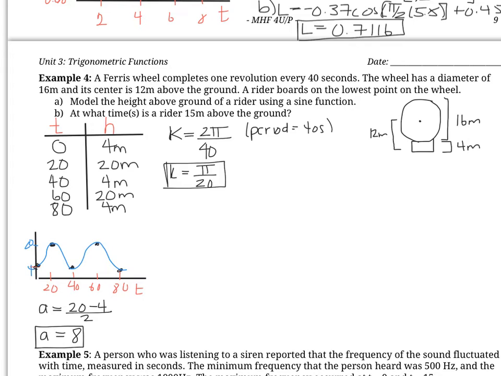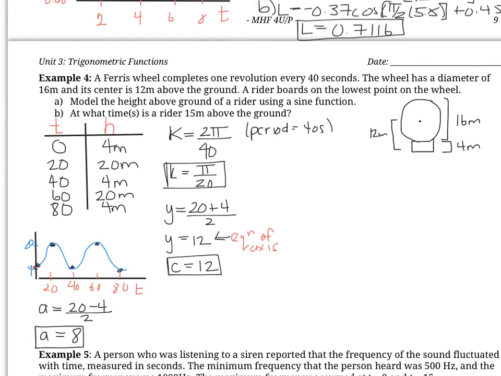Now try to find the k value on your own and come back to the video once you've got it. So hopefully you got this as your k value. Our period's got to be 40 seconds. So we know one cycle lasts 40 seconds around the Ferris wheel. So if we put into our little formula, 2 pi divided by our period is going to simplify to pi over 20. So now try to find our c value, which we know is going to be the equation of our axis. Go for it.